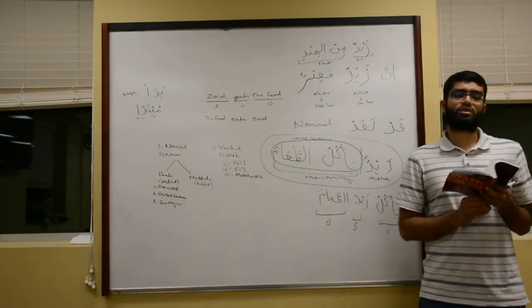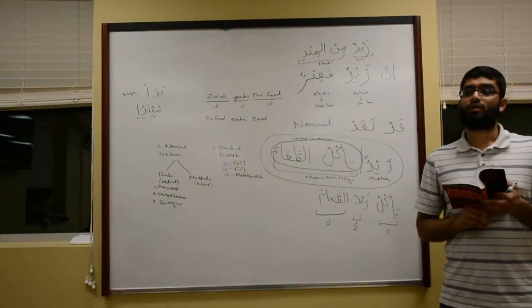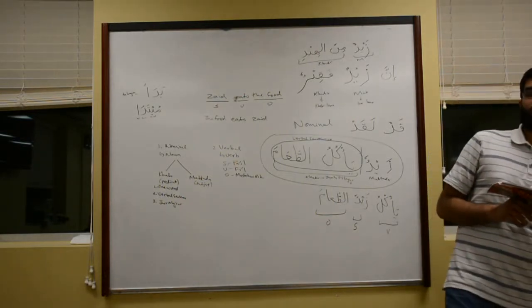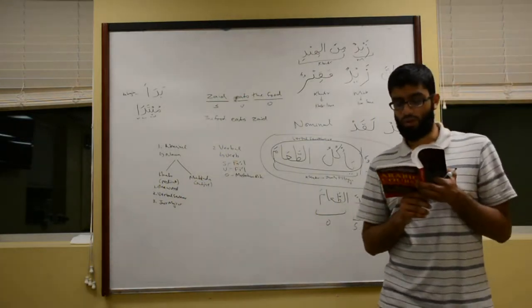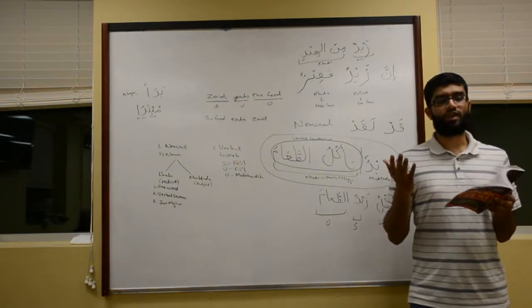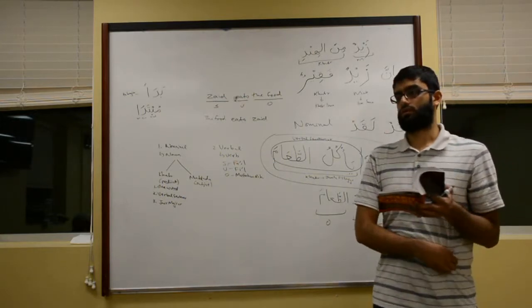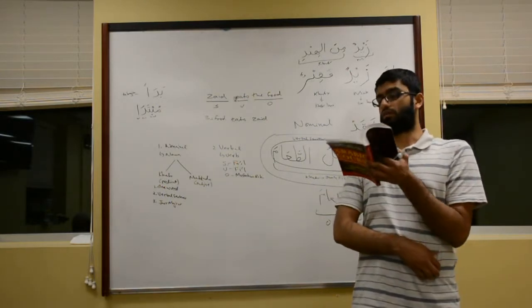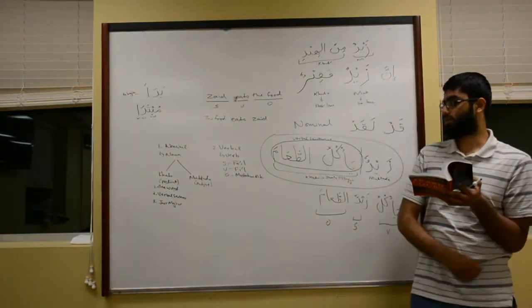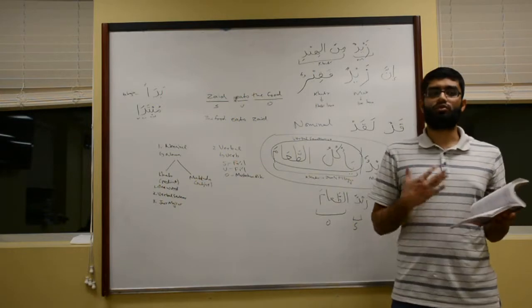Nawafidha is windows. What's the singular for nawafidha? Nafidhatun, and the plural is nawafidhu. Okay? Why does nawafidha have a fatha? Because it's the object of the verb fataha, right? So it's maf'ulun bihi. Maf'ulun bihi is mansoob.